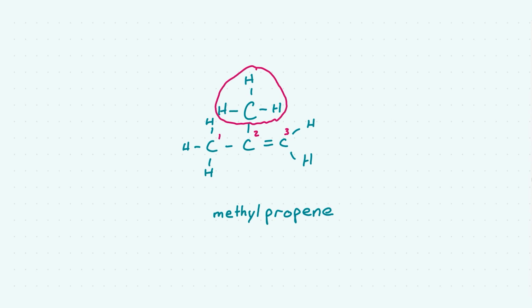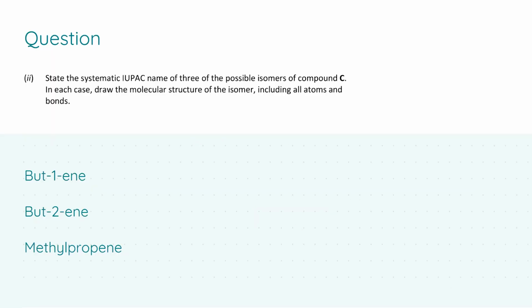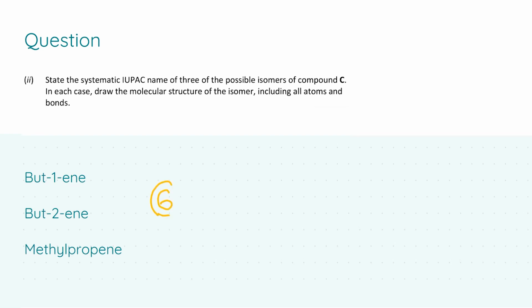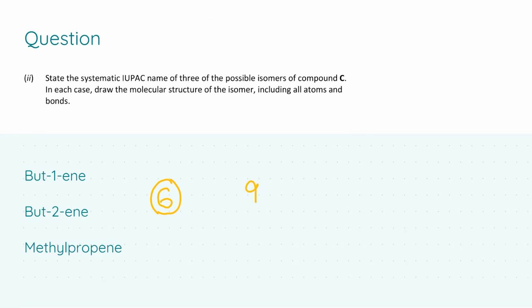And then the marking for this question, so you received 2 marks for each of the names, so a total of 6 marks for naming each of the isomers. And then you received an additional 9 marks, so 3 marks each for each of the structures. So that's a full 15 marks for this one question, and it didn't take a whole lot of time to get through.